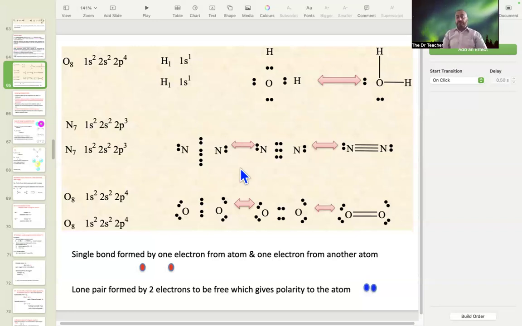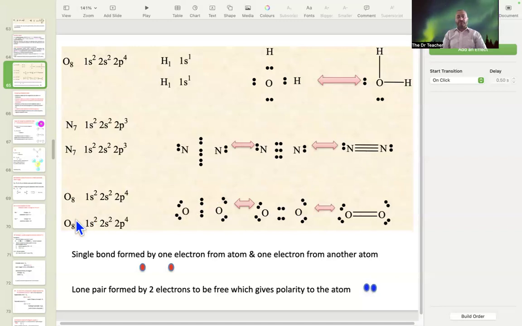Now, if we are asked what the bonding between oxygen and hydrogen in water is, we could say 2 single bonds and 2 lone pairs. What is the type of bonding in nitrogen gas? It's a triple bond, and we have 2 lone pairs.